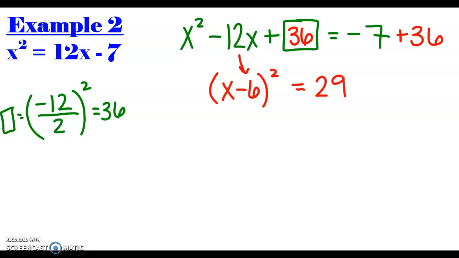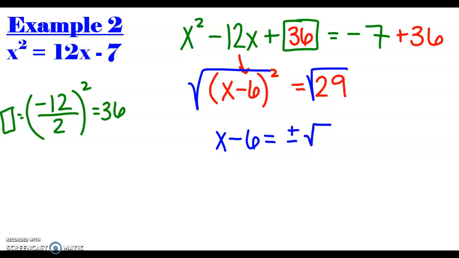Keep going. To get rid of a square, we would square root. So x minus 6 equals positive or negative square root of 29. There's no pairs in there, so it's just radical 29. To get x alone, I'm adding 6. So we have 6 plus or minus radical 29.